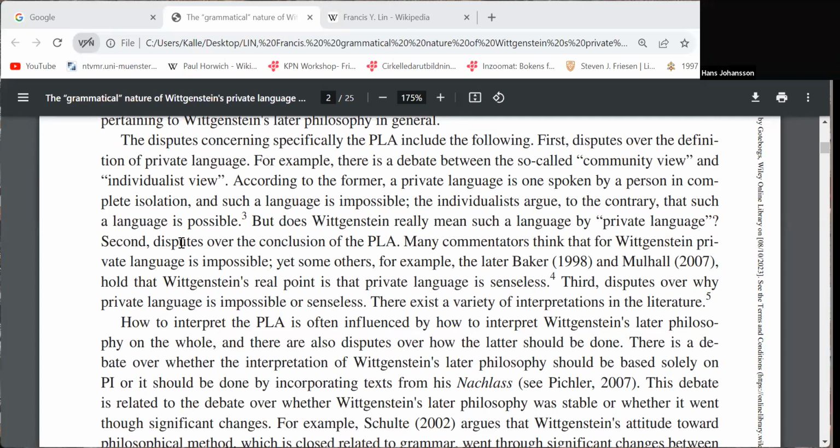Third, disputes over why private language is impossible or senseless. There exists a variety of interpretations in the literature.